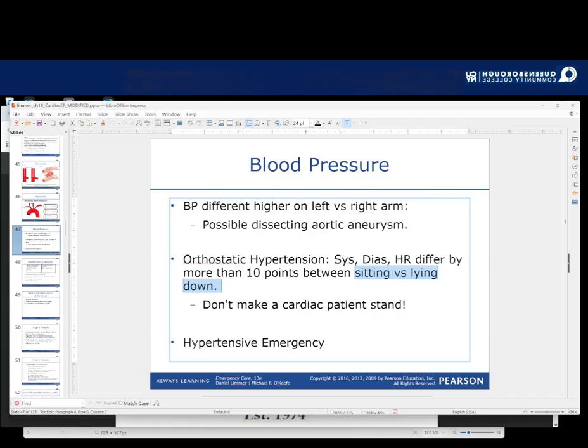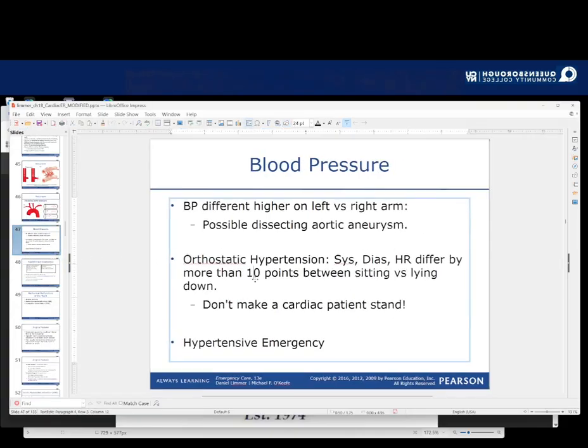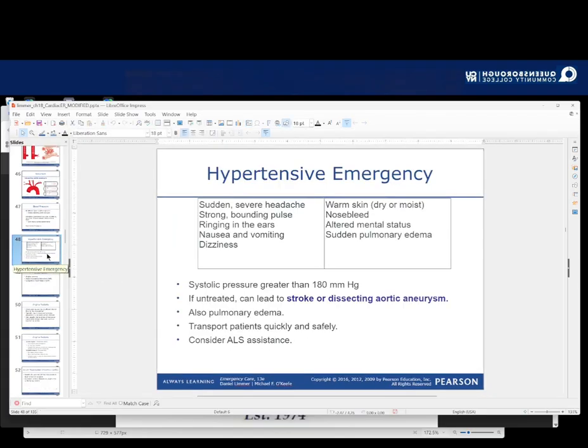And if you wait about a minute or two and then get the second set, and then you compare the numbers, and if they're different, you can say they are orthostatic. Because normally it's supposed to be similar. The numbers are supposed to be close, sitting versus lying down. If they're more than 10 points different, whether the systolic, diastolic, or heart rate, it's called orthostatic hypotension. It means the heart is involved.